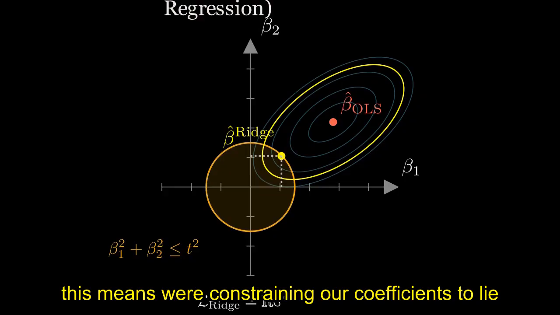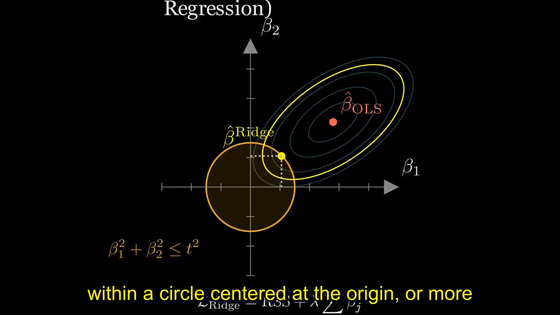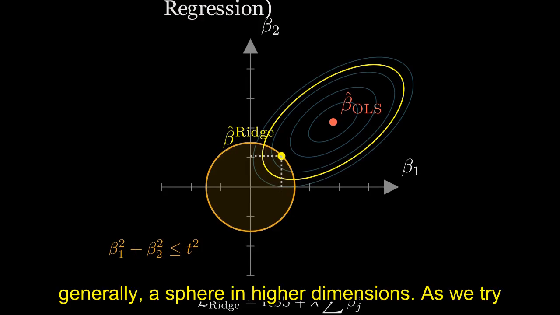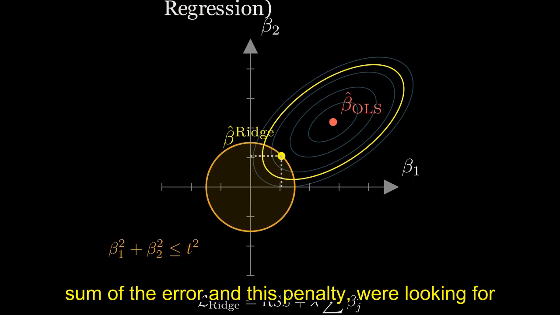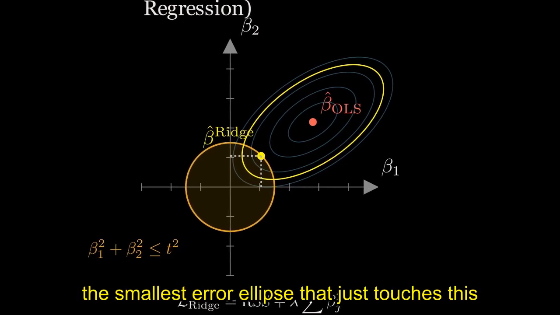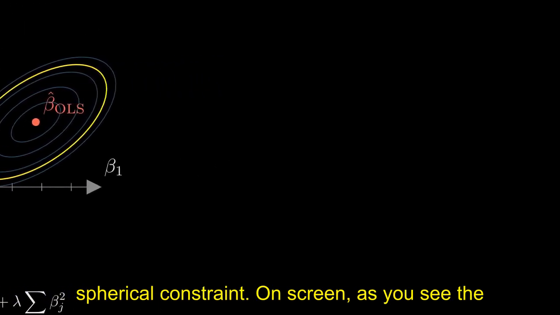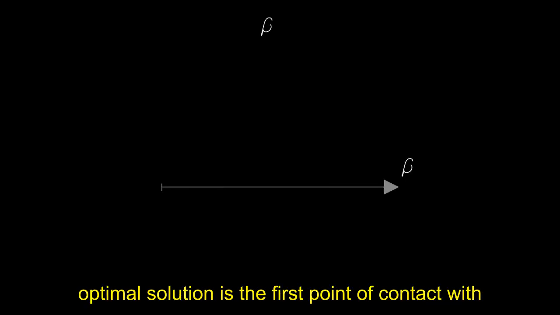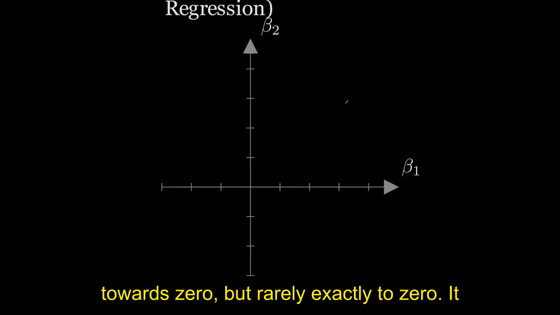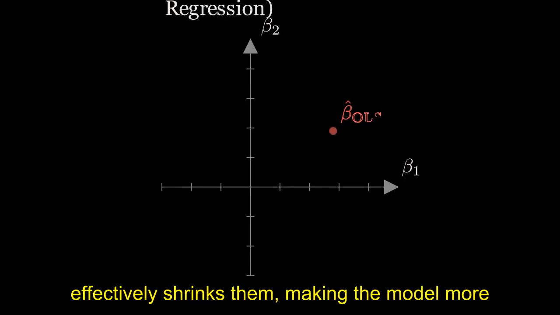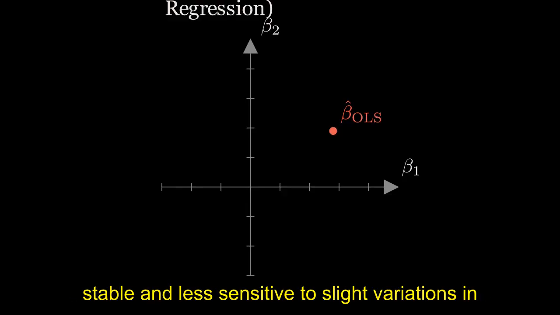Geometrically, this means we're constraining our coefficients to lie within a circle centered at the origin, or more generally, a sphere in higher dimensions. As we try to minimize our overall cost function, which is the sum of the error and this penalty, we're looking for the smallest error ellipse that just touches this spherical constraint. On screen, as you see the contours of the error function expanding, the optimal solution is the first point of contact with our L2 sphere. This force pulls the coefficients towards zero, but rarely exactly to zero. It effectively shrinks them, making the model more stable and less sensitive to slight variations in the input data.